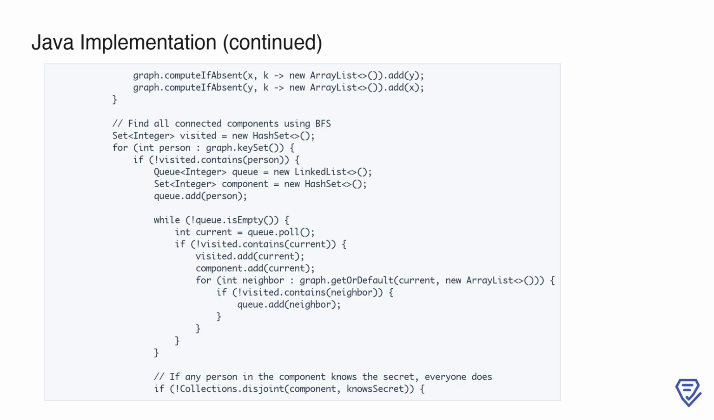We initialize a visited set to ensure we don't revisit nodes, and for every unvisited person in the graph, we start a BFS. During the BFS, we maintain a queue to explore the graph and a component set to store all the people connected in this particular group. As we explore, we add each person and their connections to these structures. The goal here is to find clusters of people who are directly or indirectly connected through meetings.